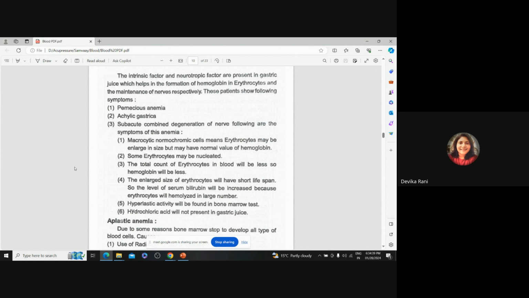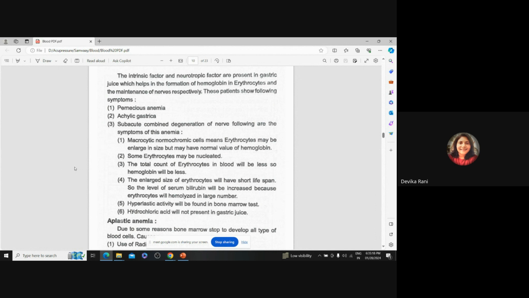Now, the following are other symptoms of this anemia. Macrocytic normochromic cells, meaning erythrocytes may be enlarged in size but may have a normal value of hemoglobin. So macro means large, and the color remains the same because of the normal value of hemoglobin. So the cells enlarge in size. Some erythrocytes may be nucleated. Now we have studied that erythrocytes once mature do not have a nucleus, but these may become nucleated. Obviously, then how will they function?